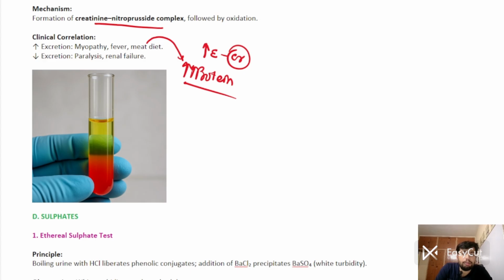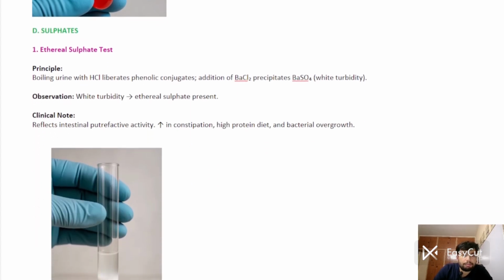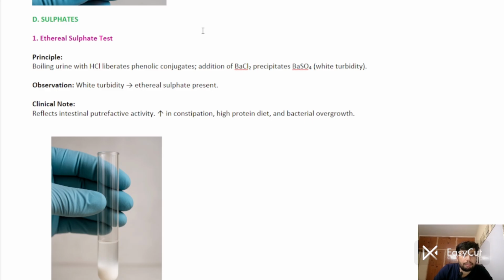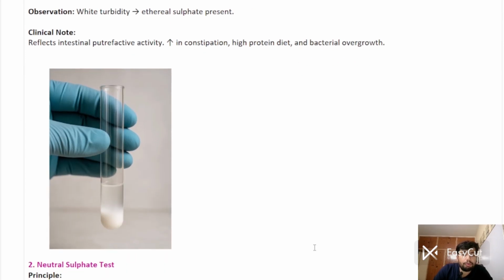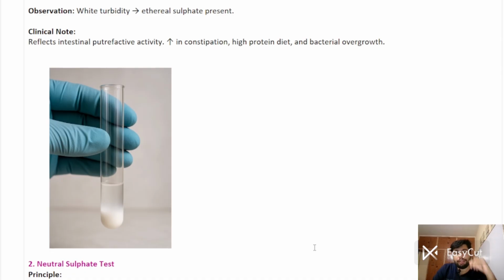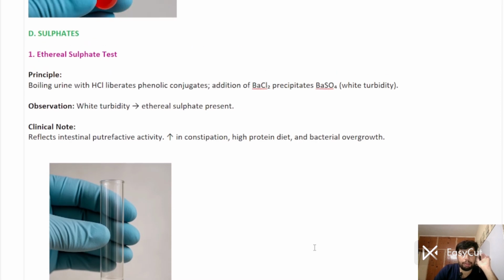Paralysis and reduced excretion, paralysis and renal failure. Now, what are the sulfates? You should know what the sulfates are. We have ethyl sulfate and neutral sulfates. Neutral sulfates are derived from sulfur-containing amino acids like methionine and cysteine. Important point to note.